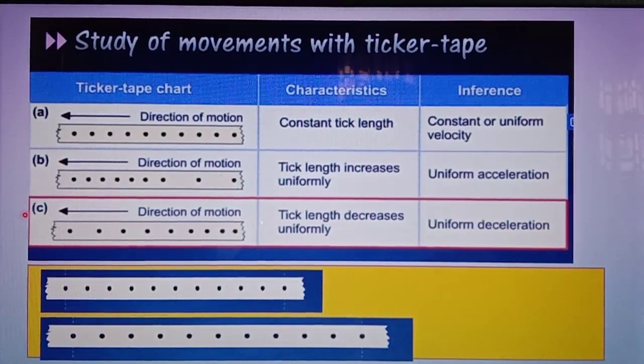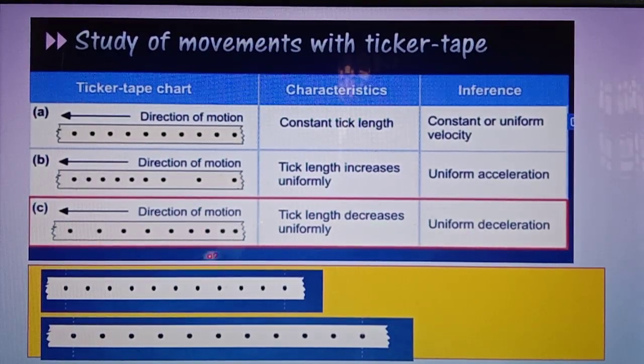Now look at C. Direction still to the left. So this is the first dot. You can see the distance between two dots decreases. So tick length decreases uniformly. So the inference is that the object is moving with uniform deceleration.